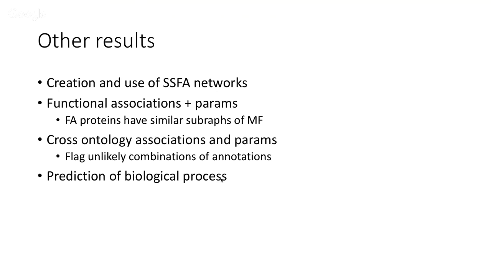Other results from the second part are that we can create and use these sequence similarity functional association networks very quickly. That's helpful to a lot of people because it shows the useful annotations among functionally associated proteins that might help people who do manual analysis. We can use the model that we have now to flag unlikely combinations of annotations. So we can use it as a quality check in a database of annotations, where if we see a molecular function that doesn't make sense with the biological process, we can flag it.